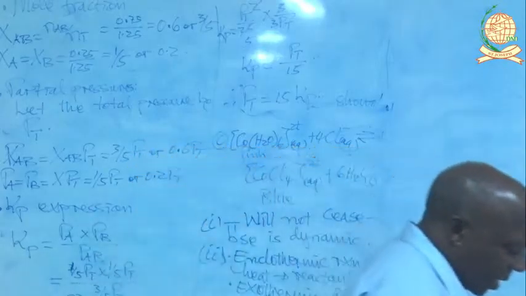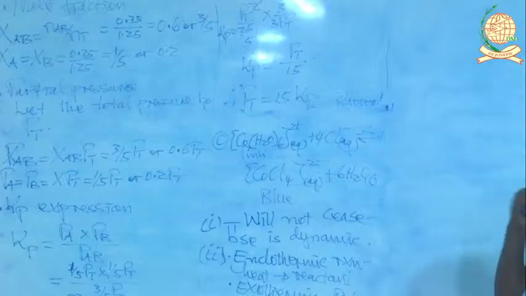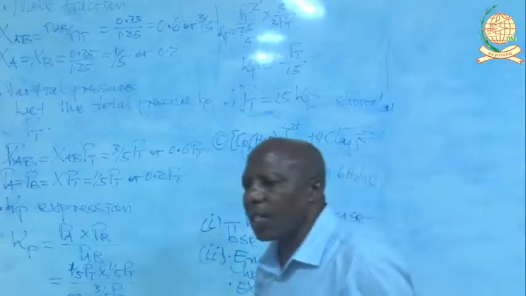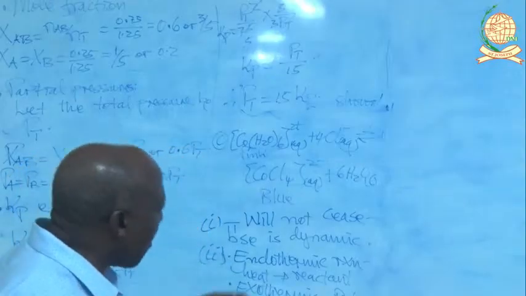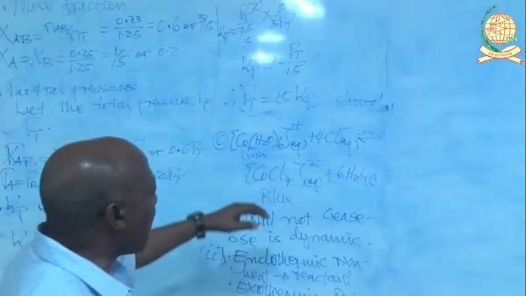Now, the question is, the forward reaction is endothermic. Explain the color change observed on cooling the reaction mixture. On cooling, it means you lower the temperature, which is the same as removing heat. And because the reaction is endothermic, heat is a part of the reactant.